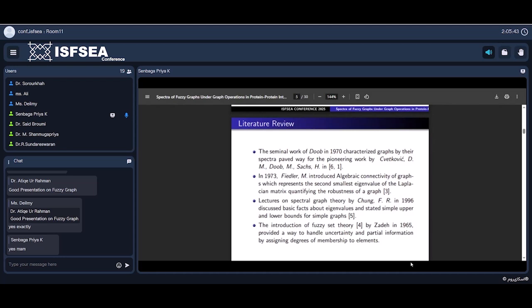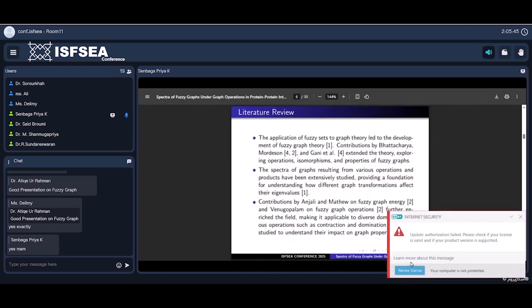The introduction of fuzzy set theory by Zadeh in 1965 provided a way to handle uncertainty and partial information by assigning degrees of membership to elements. The application of fuzzy sets to graph theory led to the development of fuzzy graph theory, and the spectra of graphs resulting from various graph operations and products have been extensively studied, providing a foundation for understanding how different graph transformations affect their eigenvalues. The contributions by Anjali and Sunil Mathew on fuzzy graph energy and Venugopalan on fuzzy graph operations further enriched the field, making it applicable to diverse domains. Various operations such as contraction and domination have been studied to understand their impact on graph properties.